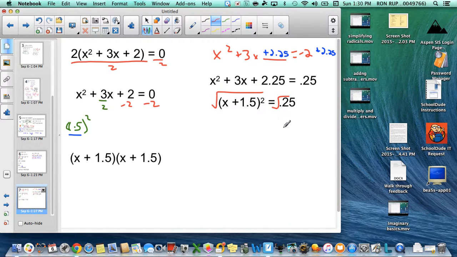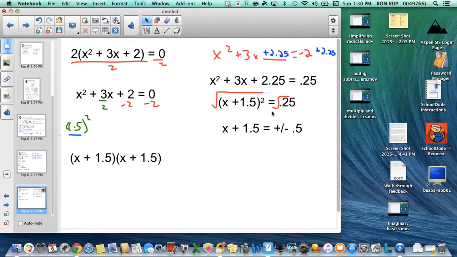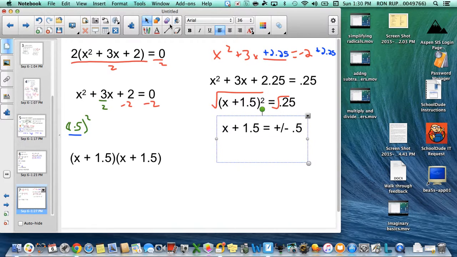Now we just solve this like we would a normal math problem. Take the square root of each side. So now we have x plus 1.5 equals the square root of 0.25. What times what gives me 0.25? Oh, well, that's 0.5. Oh, dang, I almost messed up. Remember, it's plus or minus 0.5. Anytime you take the square root, it's plus or minus.